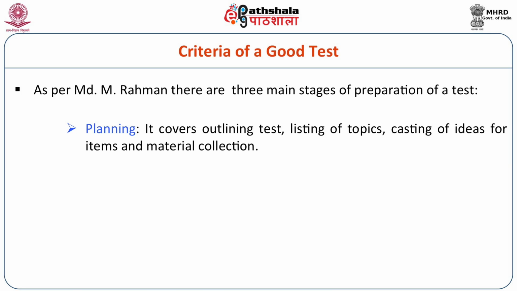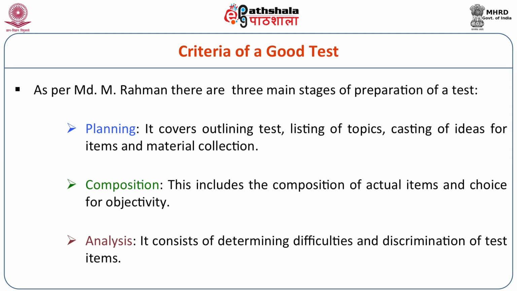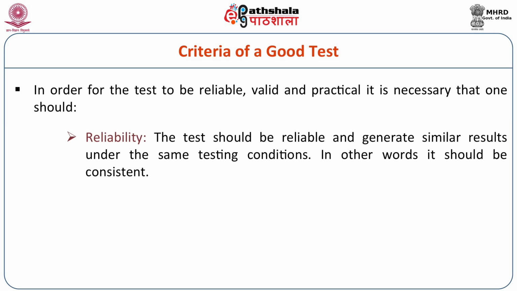Planning covers outlining the test, listing of topics, casting of ideas for items and material collection. The second step, composition, includes the composition of actual items and choice for objectivity. The third part, analysis, consists of determining difficulty and discrimination of test items. Three vital features of a good test are considered by various researchers: reliability, validity, and practicality.